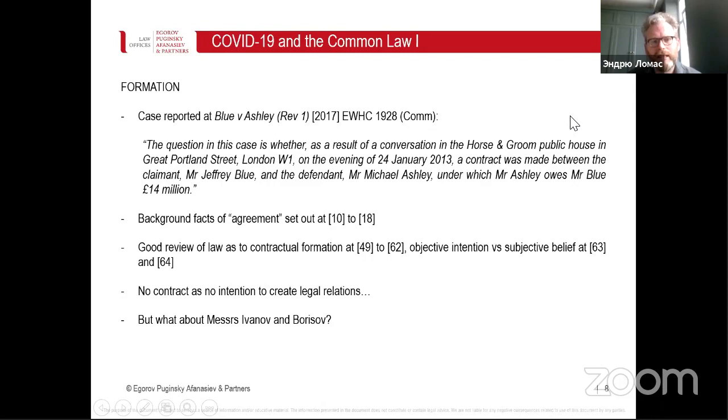But what does that say about Messrs. Ivanov and Borisov? Because in our scenario, they've at least sketched out some terms, and it isn't necessarily determinative that they were meeting in a restaurant, in a very informal environment. As a starting point, and I'd be interested to hear questions when we get to the end, do people feel that this loan agreement jotted down on the back of a menu would be found to be sufficiently certain and complete to constitute a binding agreement between Ivanov and Borisov?